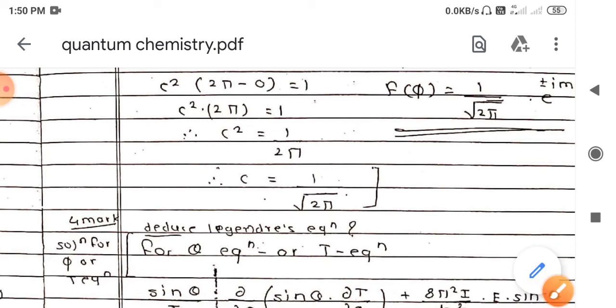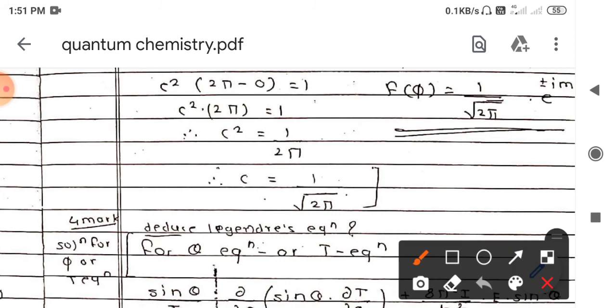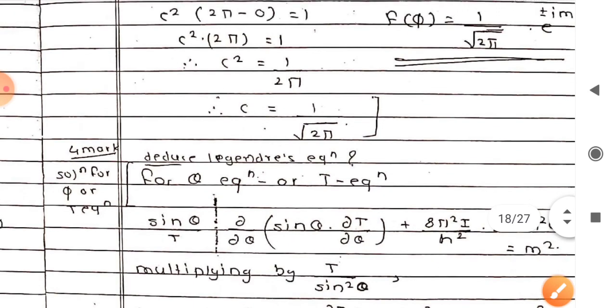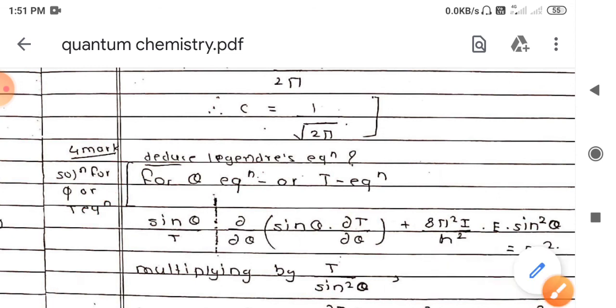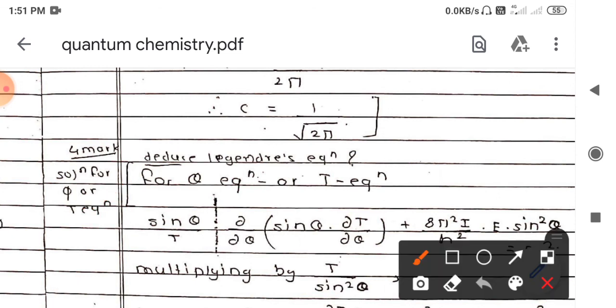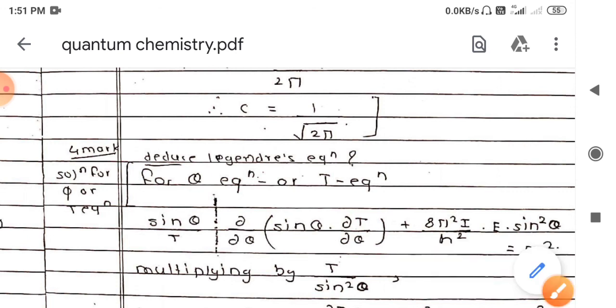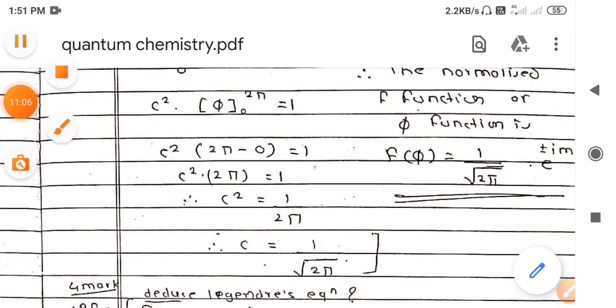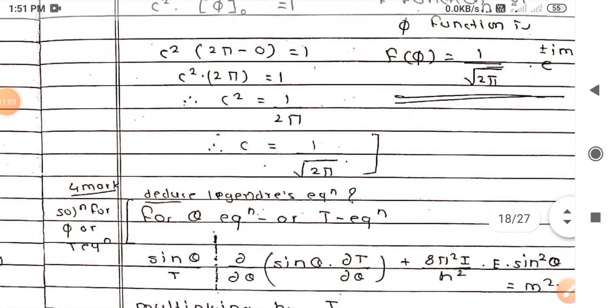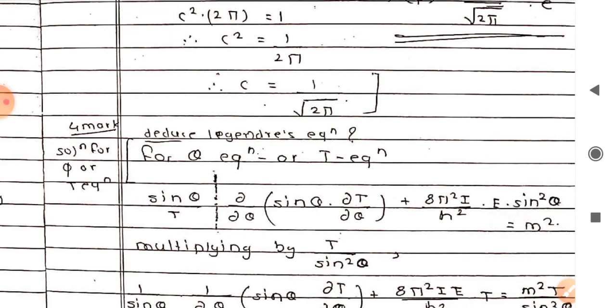For obtaining the principal quantum number, we use the 1D, 2D or 3D box problems. For obtaining the magnetic quantum number values, we use this f equation, that is the phi equation. And for the other one, the azimuthal quantum number, we will use the next equation, that is the t equation. Based upon these three equations, we get the three various quantum numbers. The solution of this t equation we will obtain in the next lecture.